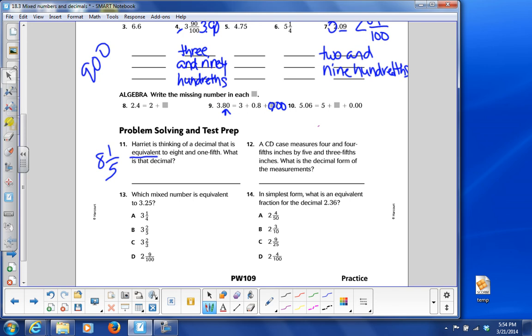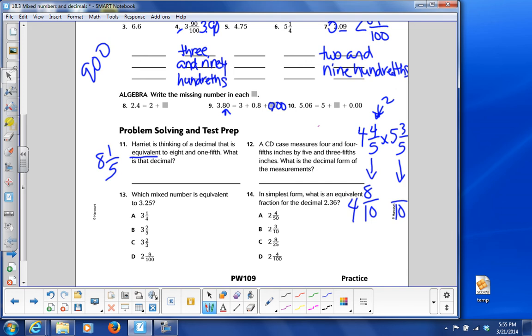What is that decimal? Number 12, a CD case measures 4 and 4/5 inches by 5 and 3/5 inches. What is the decimal form of the measurement? So you're taking the fraction, which is 4 and 4/5 inches by 5 and 3/5 inches. And they want you to put that in a decimal form, okay? But in order to put it in decimal form, you've got to convert these fractions to tenths. And remember, to do that, you would go 5 goes into 10, how many times? 2. Then I'm going to go 2 times 4 is 8.